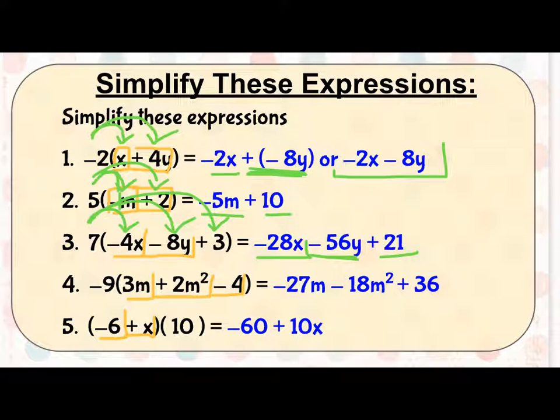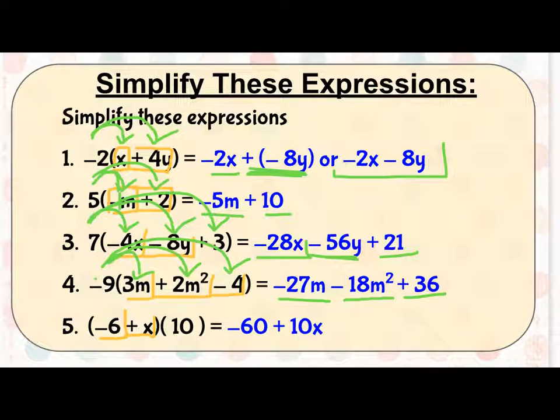Then I've got number 4, negative 9 here. That's a negative 9. Negative 9 times 3 gives me the negative 27. Negative 9 times this gives me a negative 18m squared. And negative 9 times a negative 4 gives me a positive 36. And that's why we use those boxes to catch that negative 4.